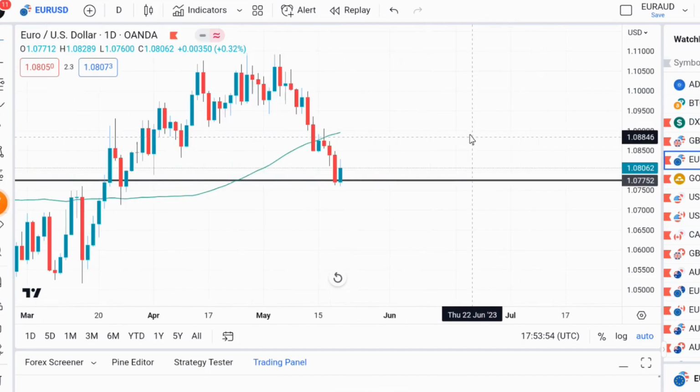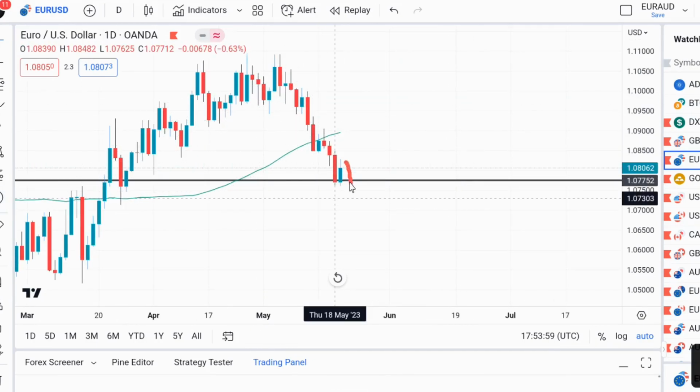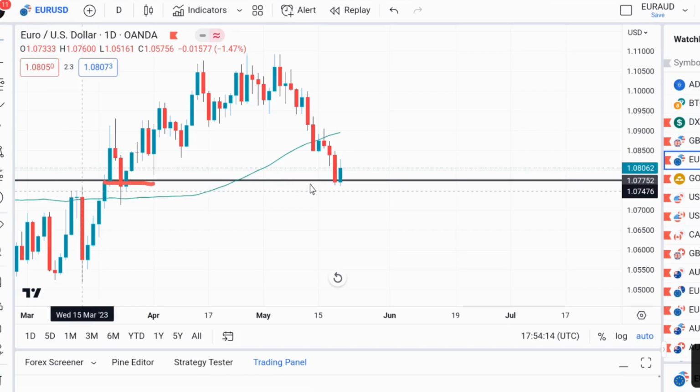So what we can see here is that if this particular candle closes bearish on Monday, that is we are going for sell on euro USD. But if it closes bullish, that is we are going for buy on Monday. So you wait for the Monday candle close before you make your decision on euro USD.